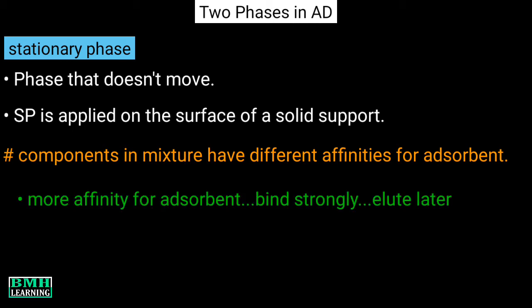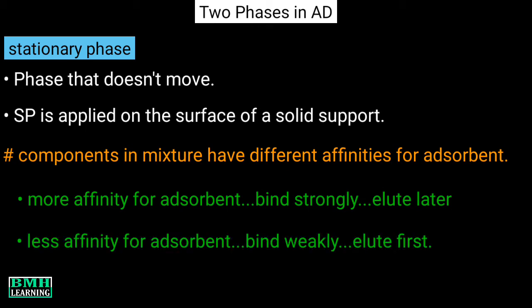A specific component having more affinity with the adsorbent will bind more strongly with it and hence elute later, while the component which has lower affinity with the adsorbent will bind weakly with it, thus travel faster and get eluted earlier.